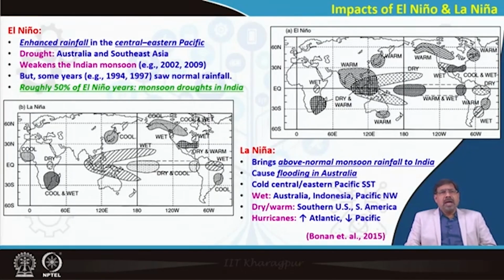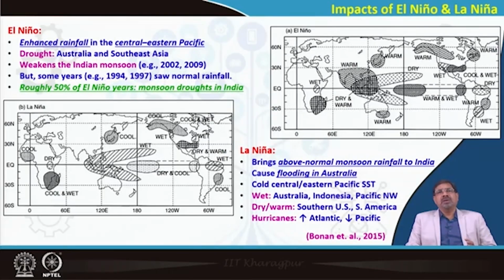So, let us understand El Nino: enhanced rainfall in the central and eastern Pacific. Look at the region, central and eastern Pacific. Drought in Australia and Southeast Asia, where the Indian subcontinent lies. So, because of the El Nino effect, we have higher rainfall in the central and eastern Pacific region, whereas the contrasting drought situation is realized in Australia and Southeast Asia, and it leads to weakening of the Indian monsoon.